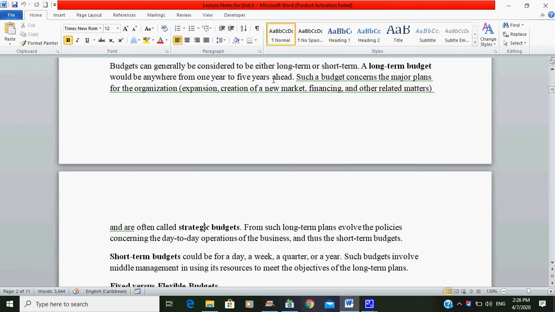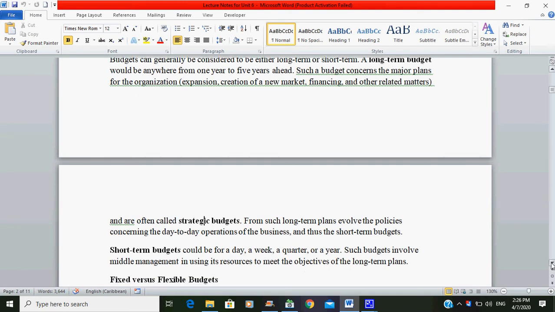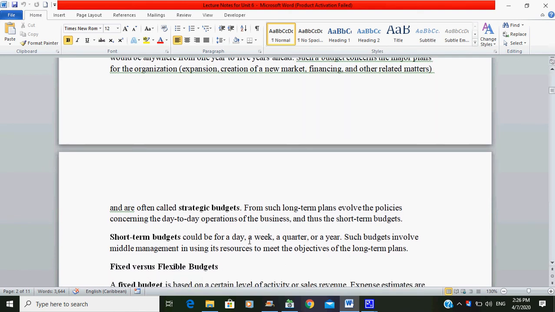From such long-term budget plans evolve the policies concerning the day-to-day operations of a business, and thus the short-term budget. So short-term budgets come from the long-term budget. Now, a short-term budget could be for a week, a day, a quarter, or a year. Such budgets involve middle management in using its resources to meet objectives of the long-term plans.